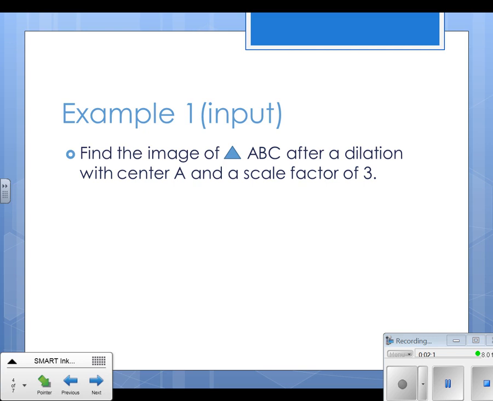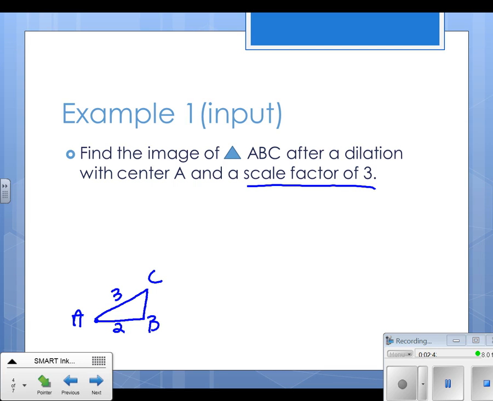In this first example, we're going to find the image of triangle ABC after a dilation with center A and a scale factor of 3. So if it has a scale factor of 3, it's going to enlarge. It's going to triple in size, actually. So I'm going to draw a triangle here. And I'm going to say that this is A, this is B, and this is C. And I'm going to say this distance here is 3, and we'll say this is 2.